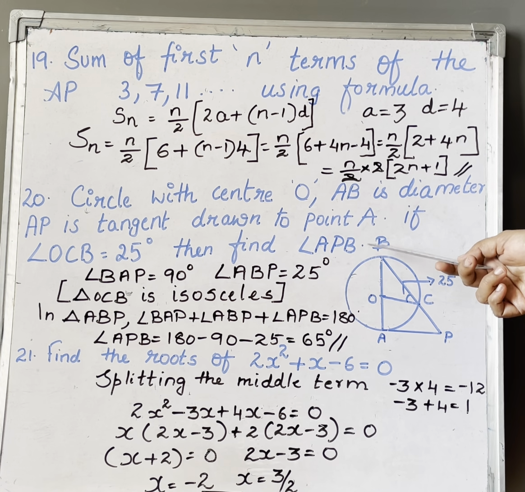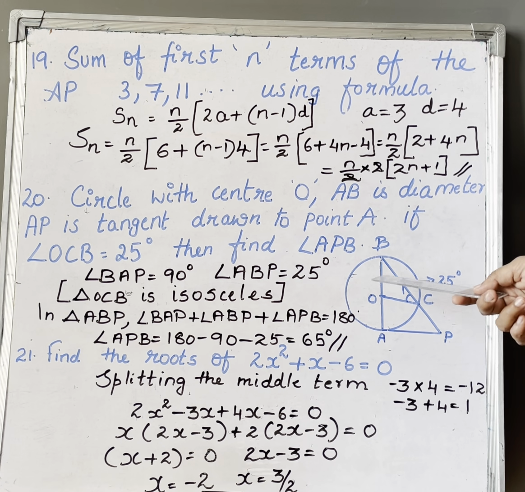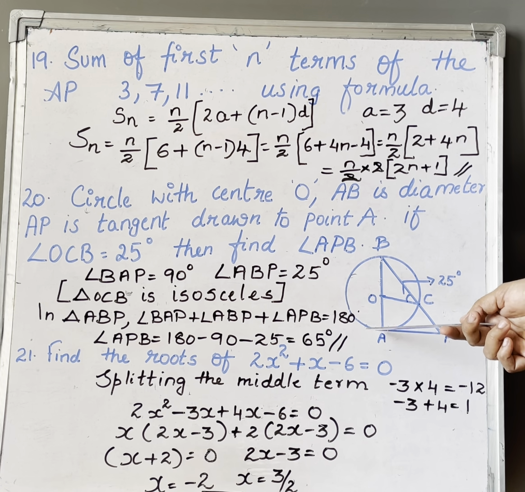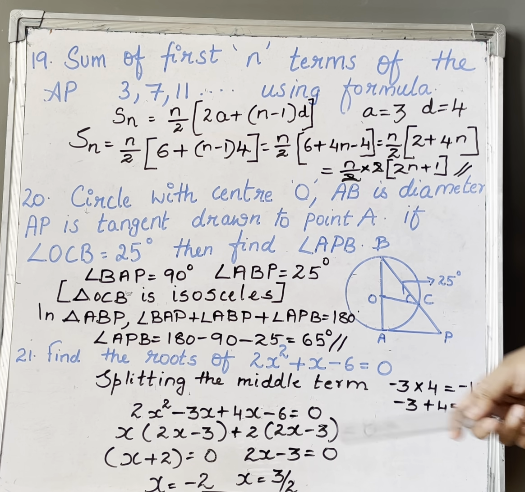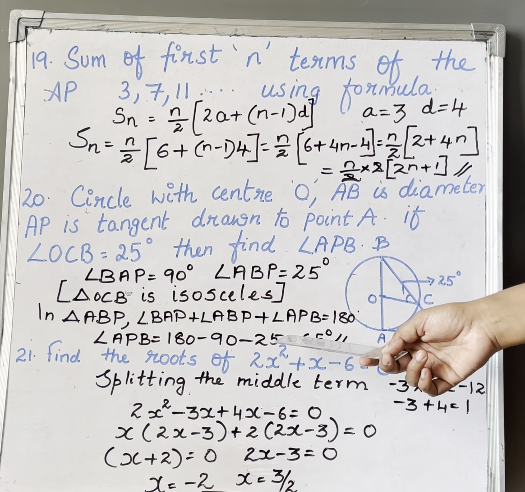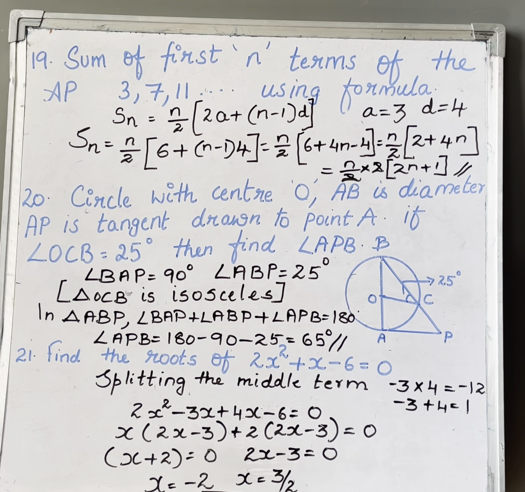So here we have now triangle BAP. In triangle BAP, we have angle BAP is 90, angle ABP is 25. We need to find angle APB. Again, by the angle sum property of a triangle, the sum of three angles of a triangle is equal to 180 degrees. So angle APB will be equal to 180 minus 90 minus 25, which is 65 degrees.